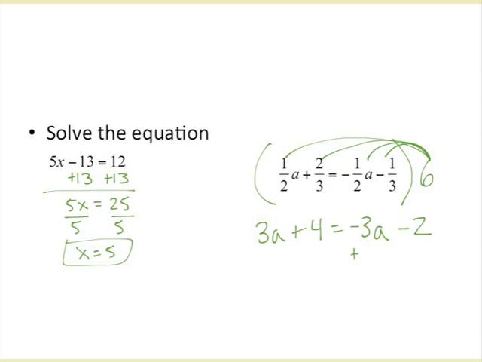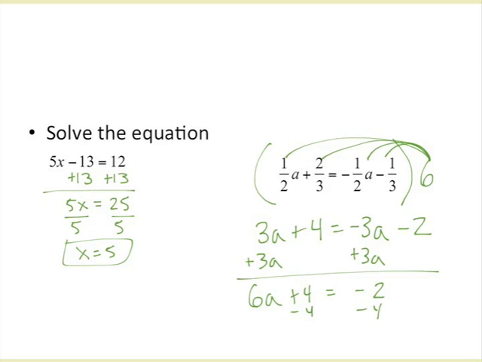So then I want to get all of my a's together on one side. I'm going to do that by adding 3a. Gives me 6a plus 4 is negative 2. Be careful of those little negatives. They like to disappear in a problem. So be careful of your work there.